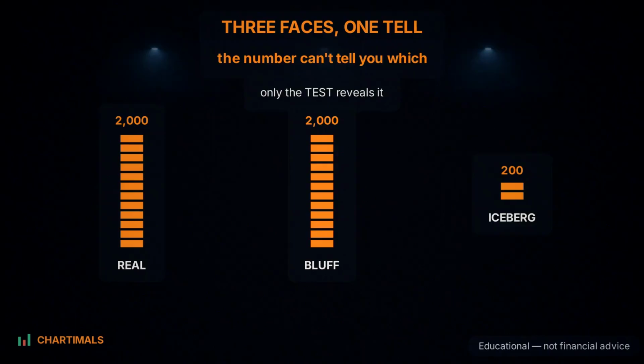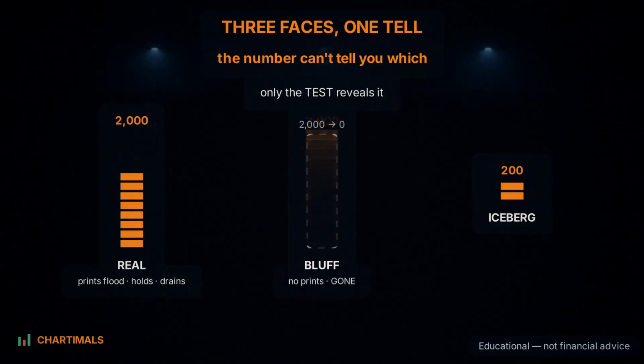The real wall floods the tape with prints while the price holds, its big number draining in plain sight. The bluff shows you no prints at all. It's gone before a single trade. And the iceberg also floods the tape and holds the price, except the number doing the work is tiny, and it never drains because the real size is hidden. Same ladder, 3 different signatures.